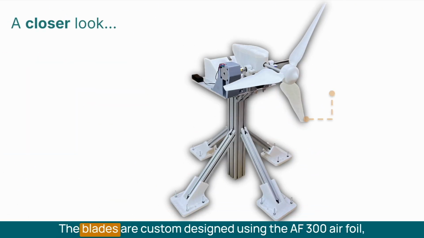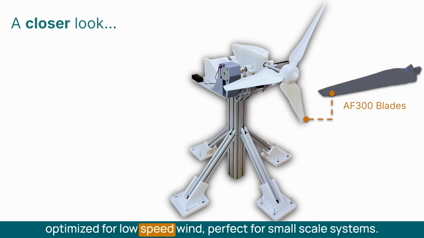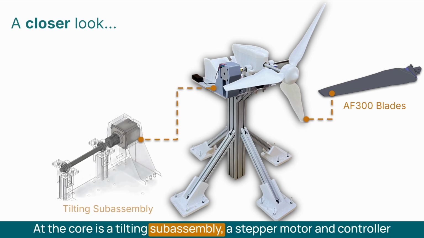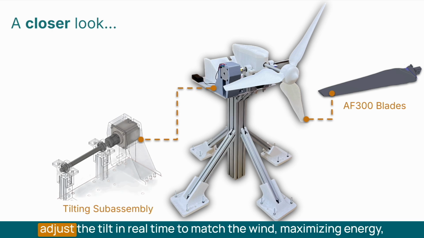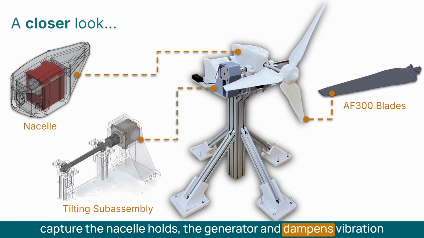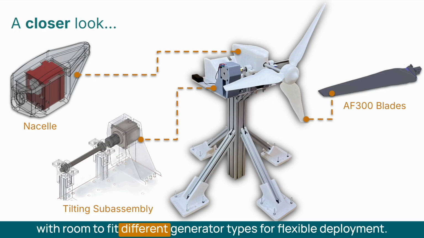Let's take a closer look at what makes the VTAWT work. The blades are custom designed using the AF300 airfoil, optimized for low-speed wind, perfect for small-scale systems. We use both simulation and testing to fine-tune their performance. At the core is the tilting subassembly. A stepper motor and controller adjust the tilt in real time to match the wind, maximizing energy capture. The nacelle holds the generator and dampens vibration, with room to fit different generator types for flexible deployment.